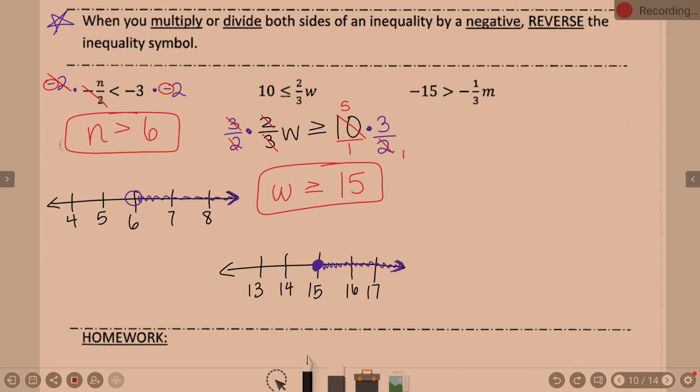Okay, guys. Last one. What's Mrs. Sargent going to suggest on this first example? Flip it. Yeah. Before you ever get started, flip it so our letter is on the left. So when I flip it, I'm going to have negative 1/3 m, then negative 15. Because those sides flip-flop, my sign in the middle flip-flops. So greater than becomes less than.